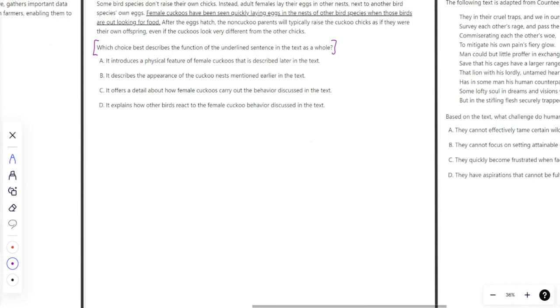This underlined sentence seems like it's elaborating upon something that I just saw explained right here. Does it introduce a physical feature of female cuckoos? No, I don't think so. It's more like a behavioral thing. The appearance of cuckoo nests? No, it's not the cuckoo nests, it's about other bird species' nests. It offers a detail about how female cuckoos carry out the behavior discussed in the text. Yes, definitely C. It explains how the other birds react. No, that was the next sentence. So process of elimination leads us to answer choice C for this one.